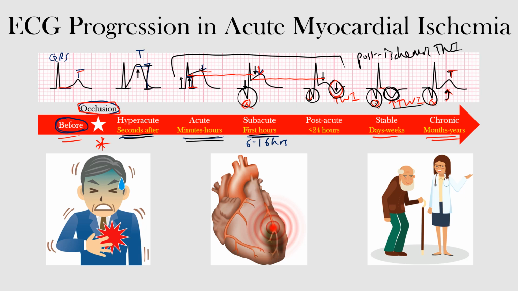Notice that's occurring after the infarction, okay? Our Q waves are appearing, okay? So we have changes in our QRS complex, and we have these T waves inverted, okay? Those are the post-ischemic T wave inversions that we discussed earlier.